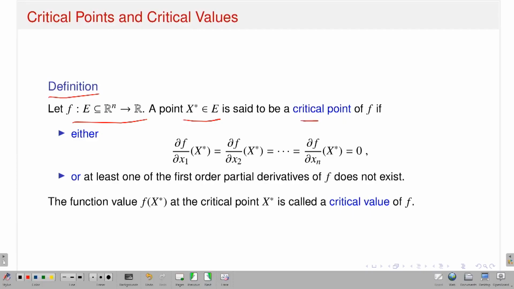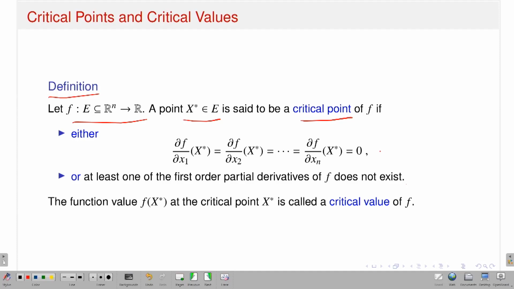So first I have to give the definitions. So what is my definition? Suppose I have a scalar field, okay, a point x star in E is called a critical point if, okay. So what are the two conditions? Either this or that. Either this means, I want that a point x star in E is a critical point if all the partial derivatives of f, first order partial derivatives, okay, then del f del x1.